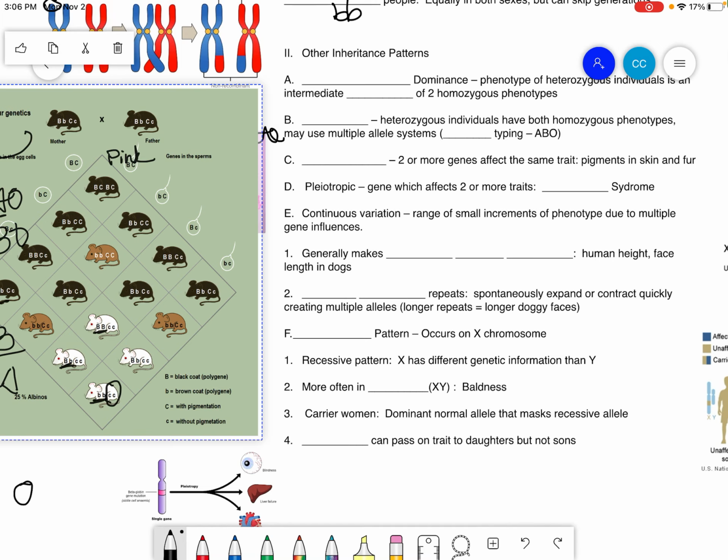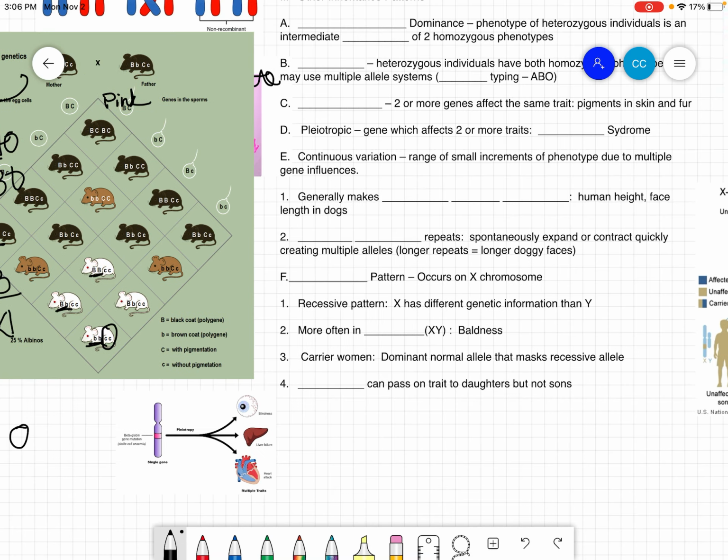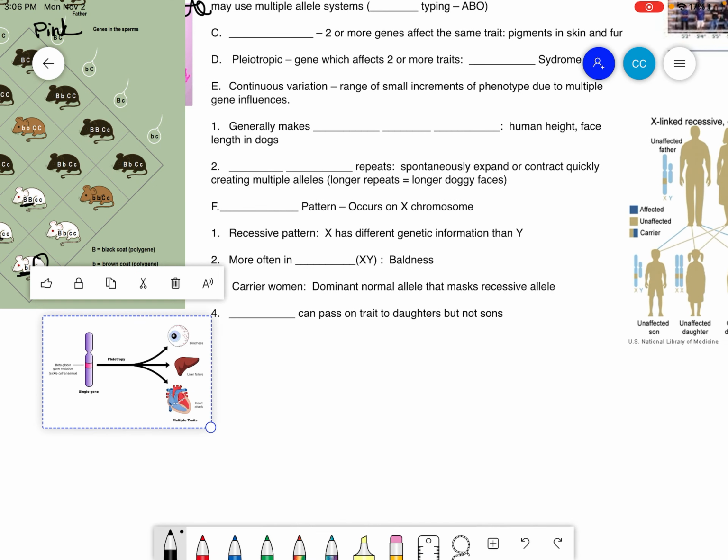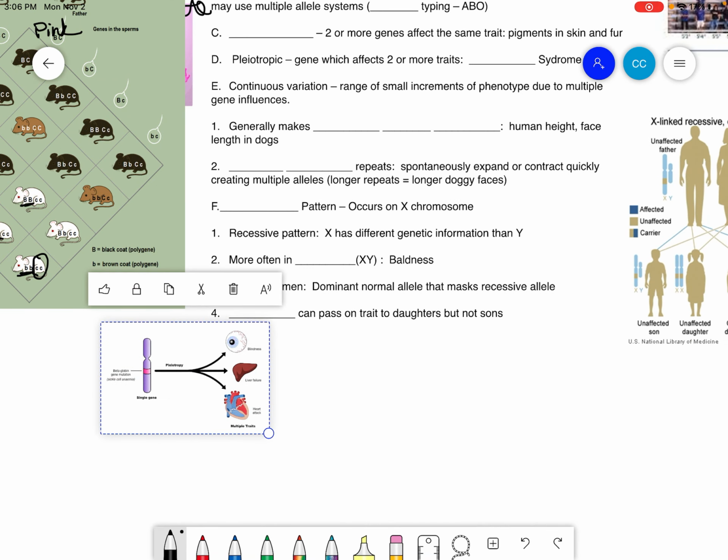The next one we're going to discuss is pleiotropic genes. These are genes which affect two or more traits. So it's one gene that can affect multiple traits. In my example there, it's Marfan syndrome, which you can look up.